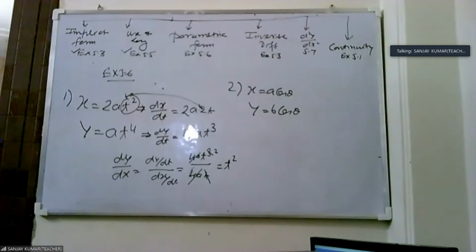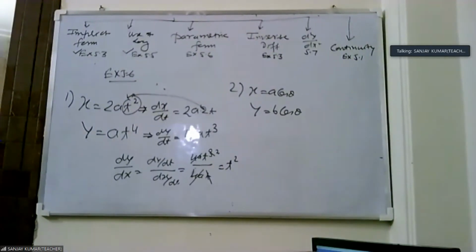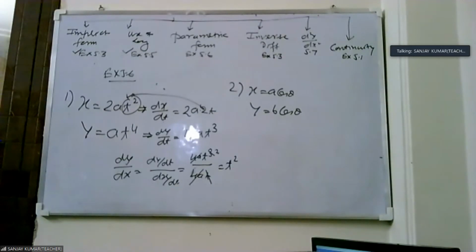Okay, you find dy by dx. Here x is given, y is given. You first find dx by d theta, then dy by d theta, then you find the answer.